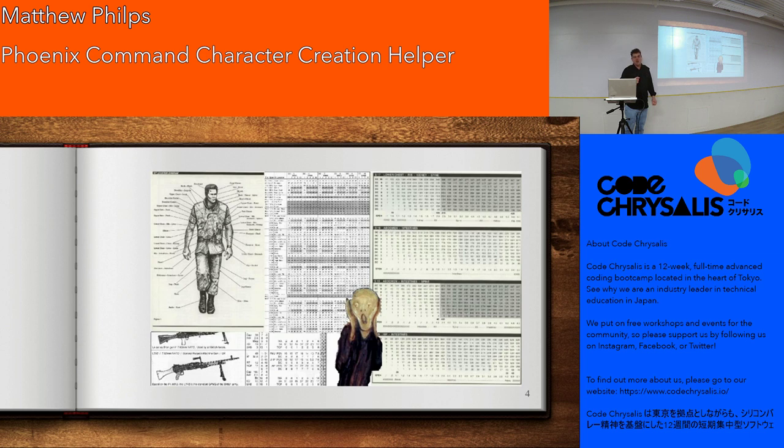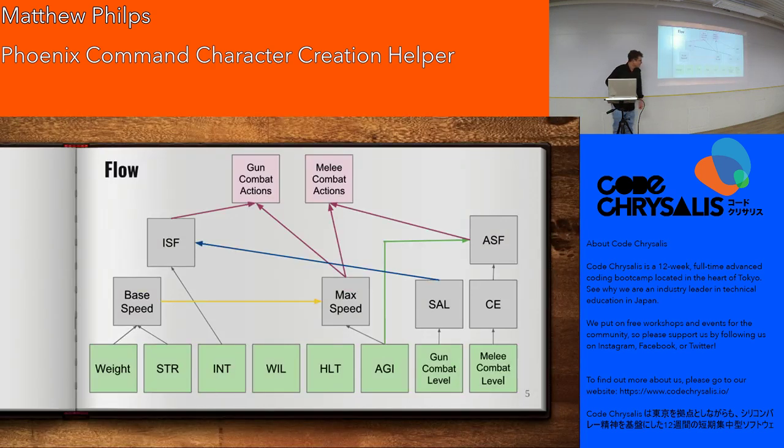However, it's very time-consuming. So what I did was I did some calculations to help it along, and I used React to help me with that. And this is page 1 of the rules for generating stats for your soldier. Okay, page 1. Each green box represents an input. We've got weight, we've got our 5 attributes, strength, intelligence, all that good stuff. And we've got gun combat level and melee level. All of these interact with a number of other variables, all of which culminate in your gun combat actions and hand-to-hand combat actions. As you may have noticed, they're all linking in together.